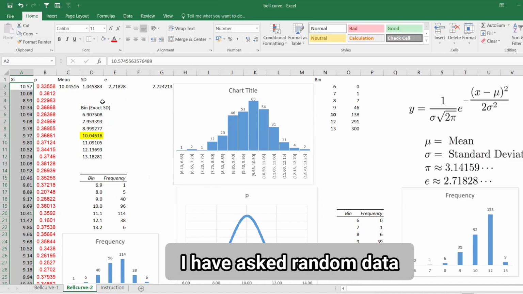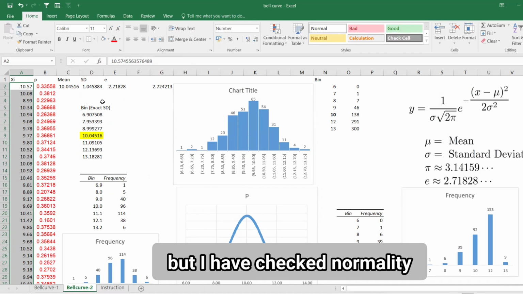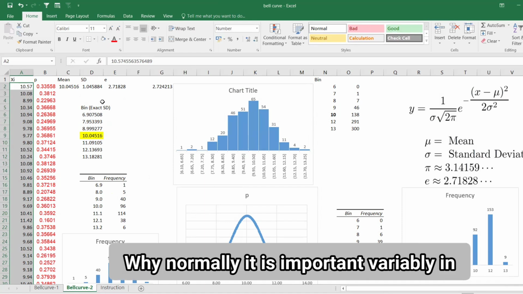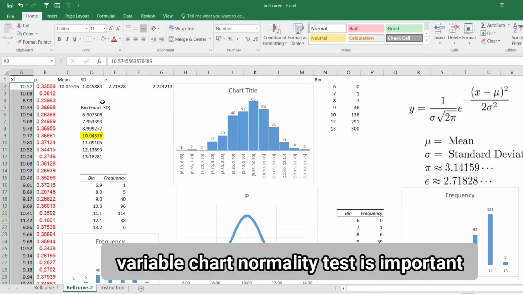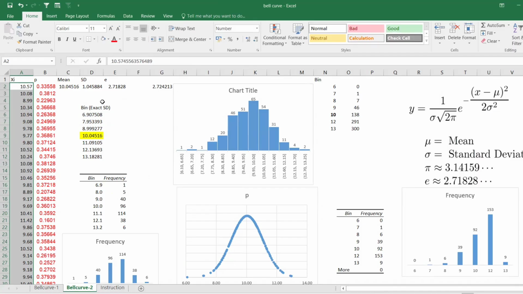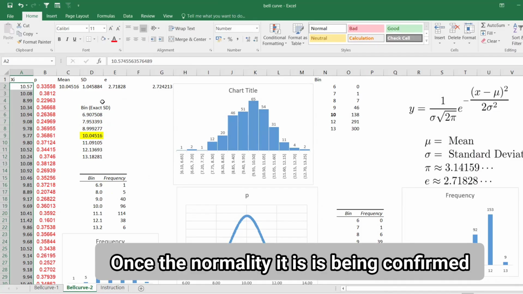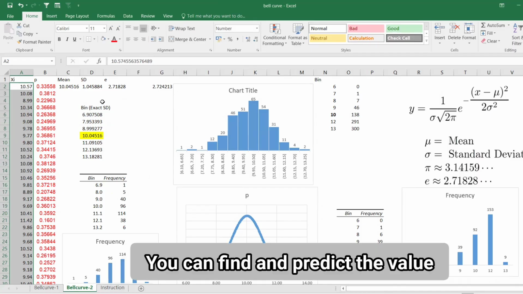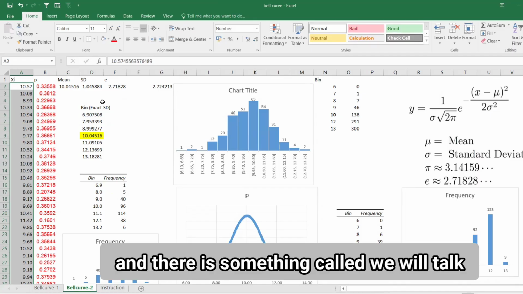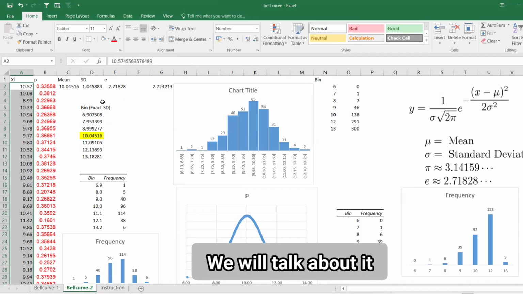I have used random data, but I have checked normality. Why is normality important? For variability in a variable chart, the normality test is important. Once normality is confirmed, you can find and predict the value. There is something more we will talk about as we go along.